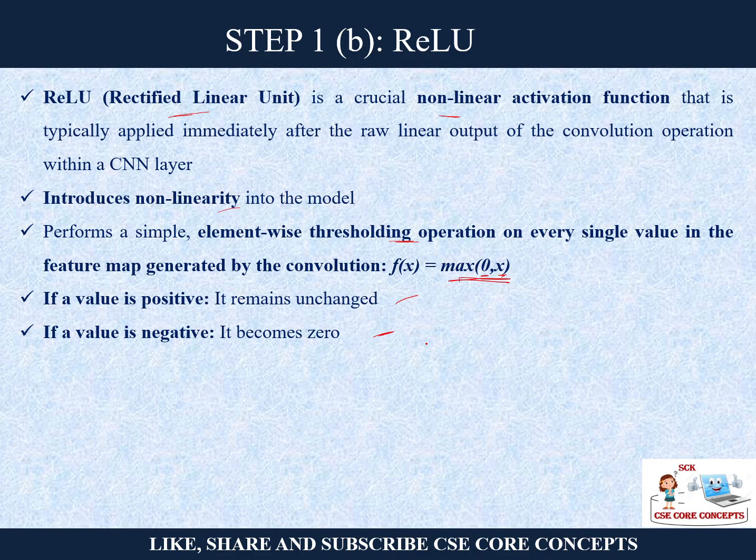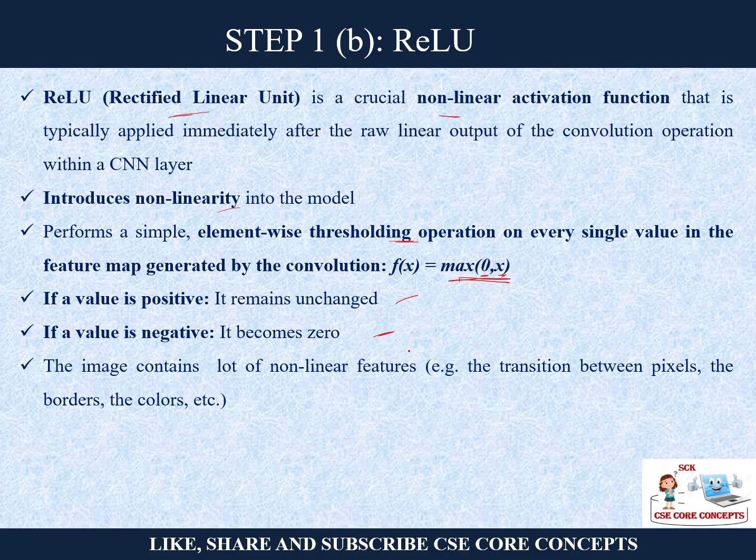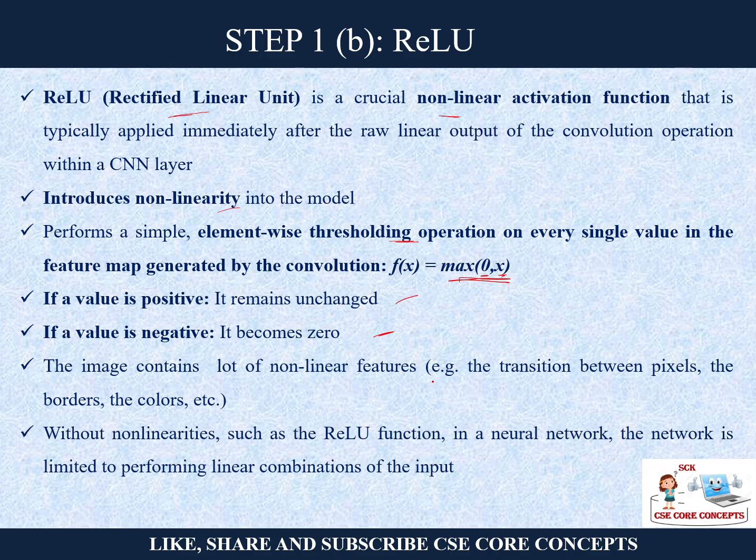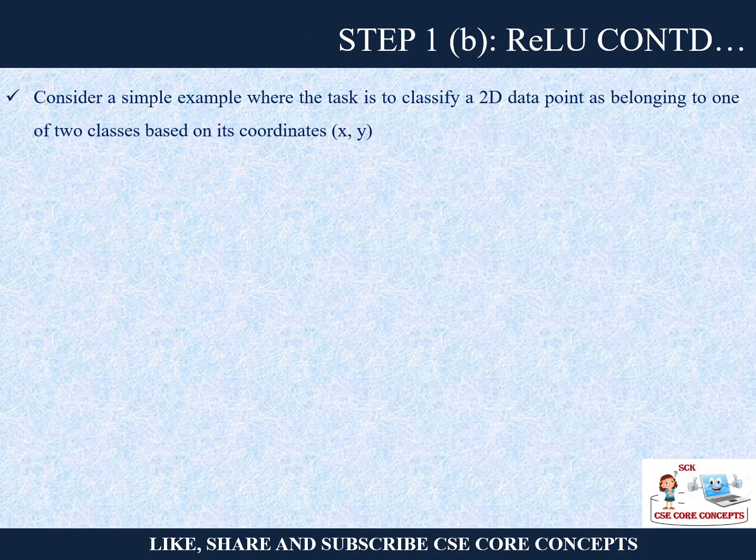If it is negative, it will become 0, because the image contains many non-linear features. Non-linear features mean transitions, edges, color changes, so many things. If you don't have non-linearity, then the output will be the same as the input for a linear function, right? So non-linearity is going to highlight them.